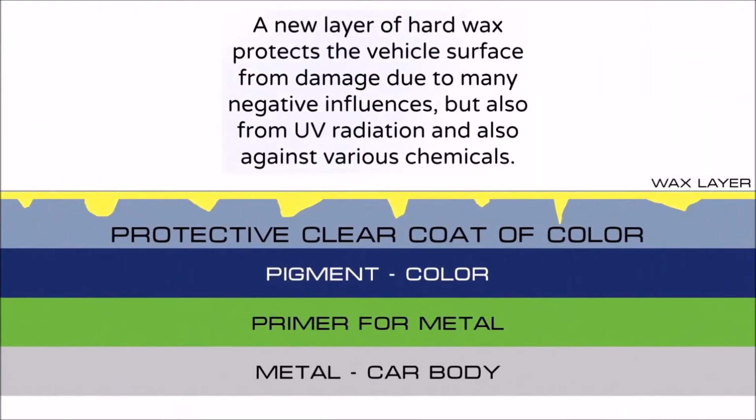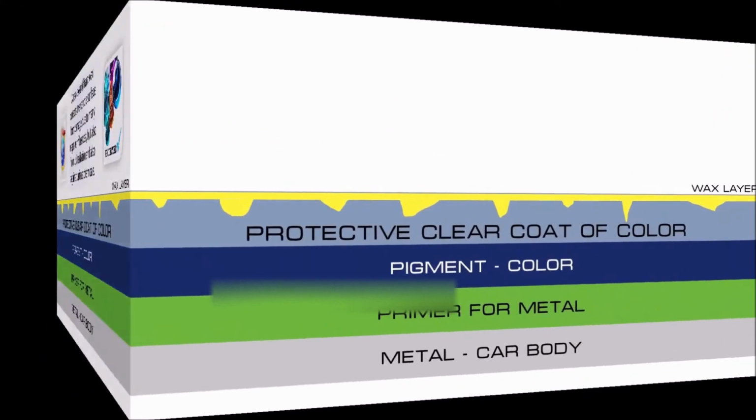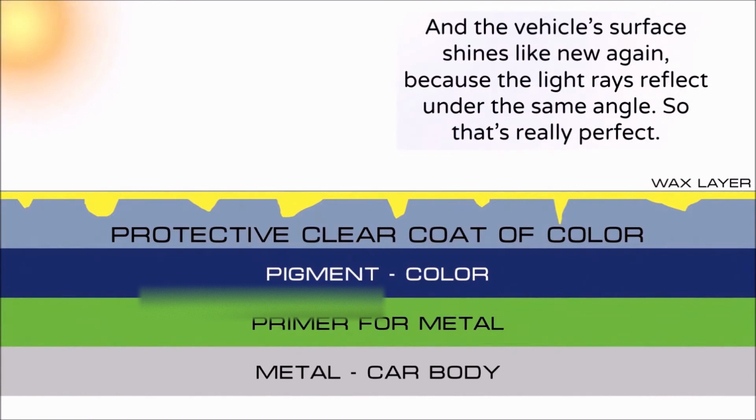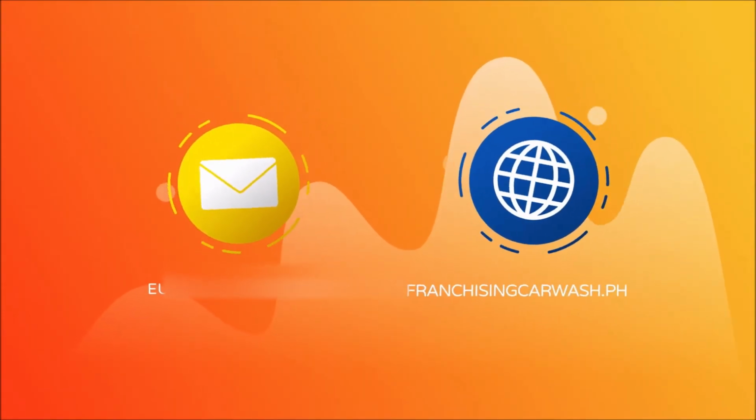A new layer of hard wax protects the vehicle surface from damage due to many negative influences, but also from UV radiation and various chemicals. And the vehicle's surface shines like new again because the light rays reflect at the same angle. So that's really perfect. And that's the end of my video.